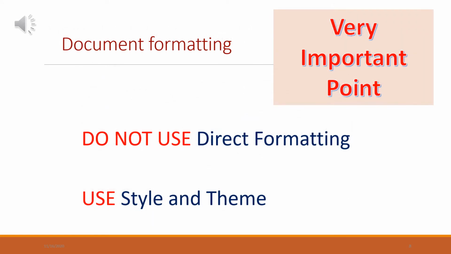So basically, what we're going to do is not apply direct formatting, but always use styles and themes. Styles can be modified, and also styles do contribute to create an automatic table of contents, which is one of the single most important things in Word again.